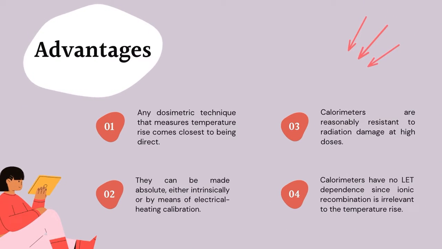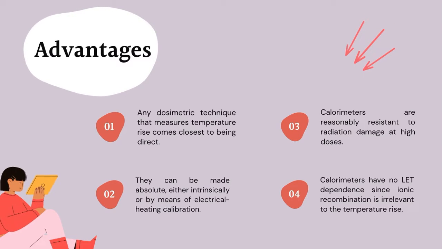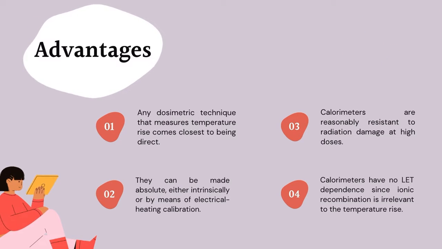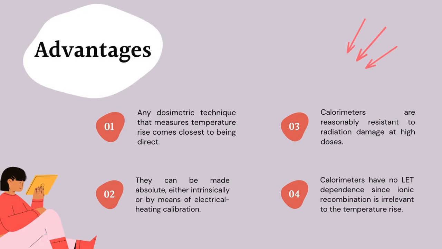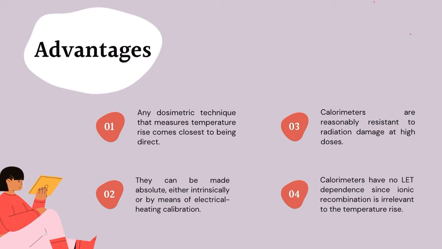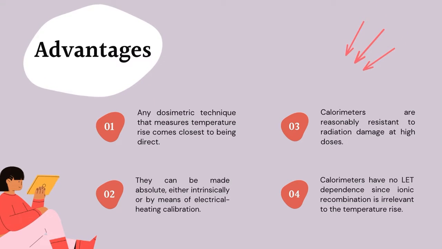Advantages. There are many advantages of calorimetry. 1. Any dosimetric technique that measures a temperature rise comes closer to being direct. 2. They can be made absolute, either instrument by means of electrical heating calibration. 3. Calorimeters are highly resistant to radiation damage at high doses. 4. Calorimetry has no LET dependence, since ionic recombination is irrelevant to the temperature rise.